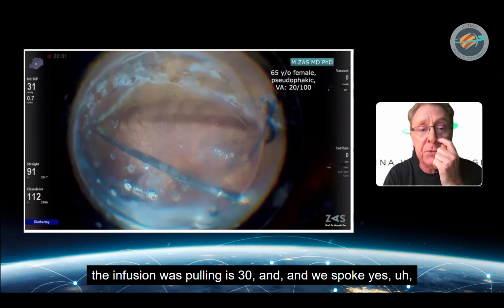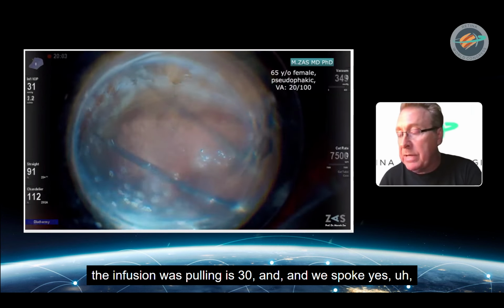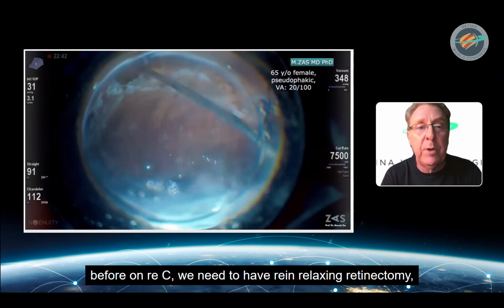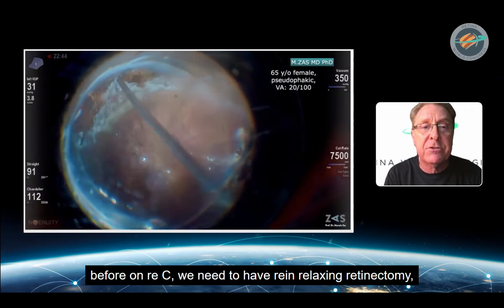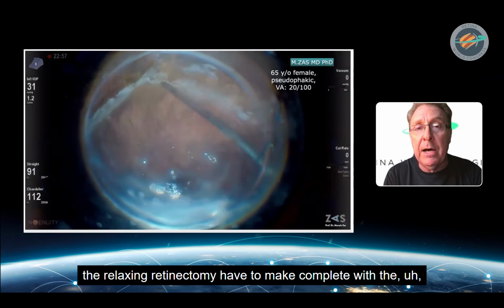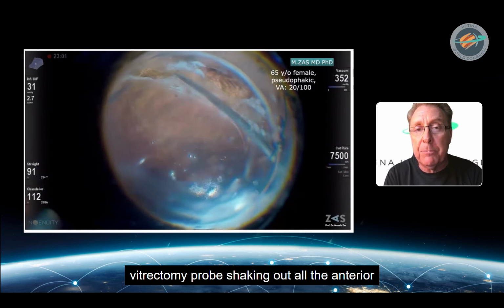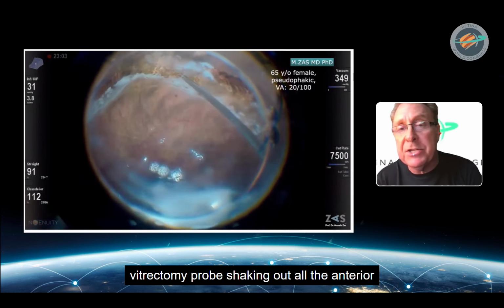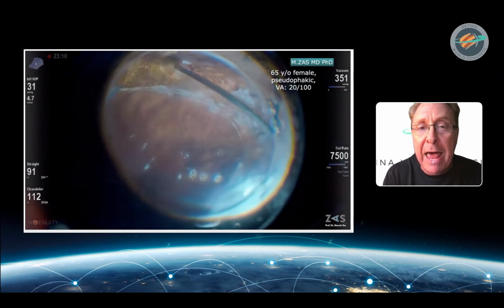The infusion was put in 30. And we spoke before from Ramsey, we need to have a relaxing retinectomy. The relaxing retinectomy has to be made complete with the beveled vitrectomy probe, taking out all the anterior retinal necrotic flap.